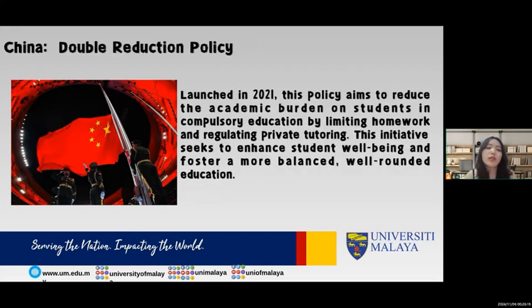And, for example, the double reduction policy. The policy's goal is to improve compulsory education, reduce the financial strain on families, and alleviate the academic burden on students. The policy was launched in July 2021 and includes measures such as limiting the amount of homework students can receive and standardizing of campus schools.